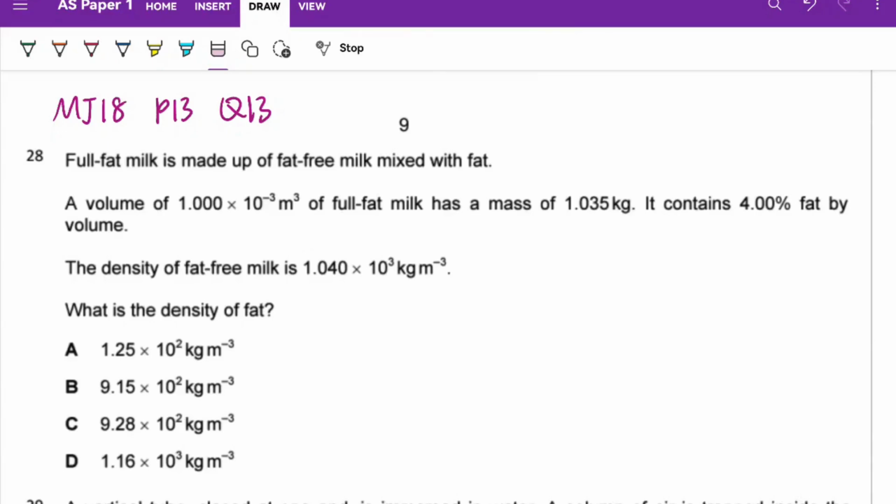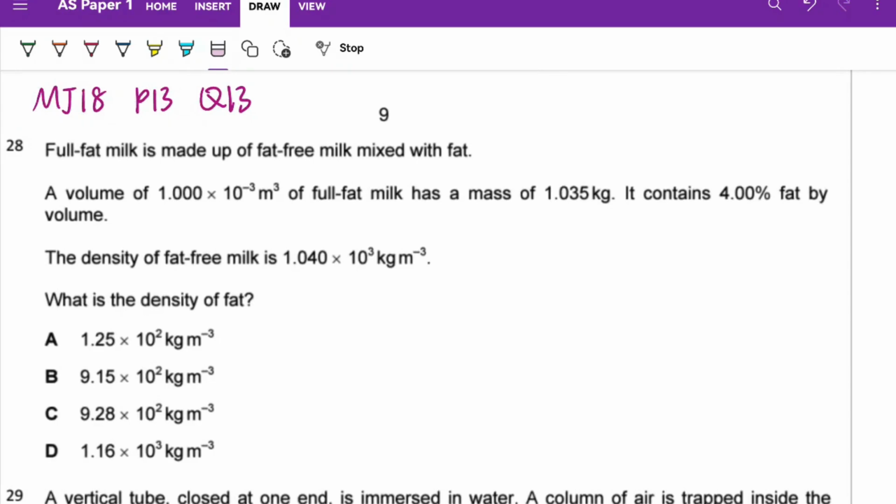Hello everyone, today we'll be looking at May-June 2018, paper 1-3, question 13 from 9702 Cambridge A-Level Physics. We've been looking at a lot of paper 2 and paper 4 in the last video, so why not look at a paper 1 question today.